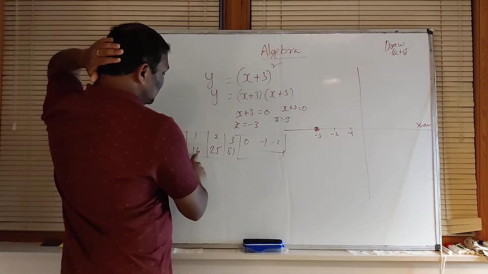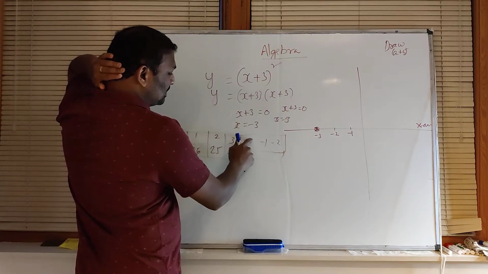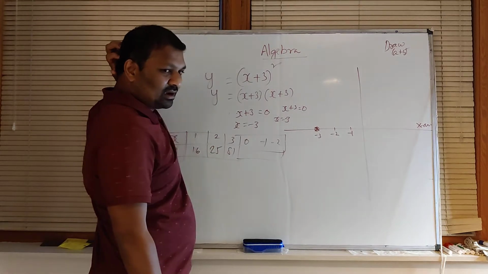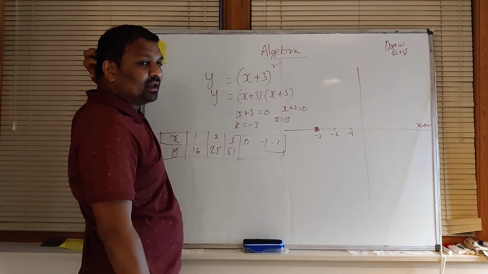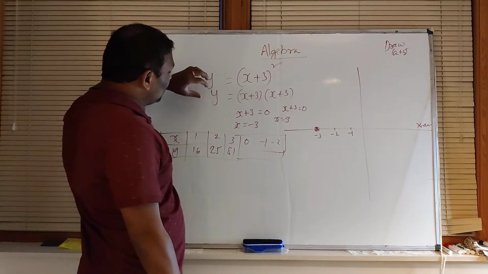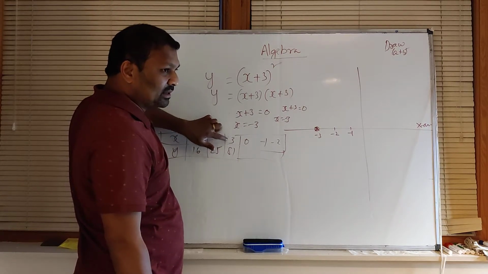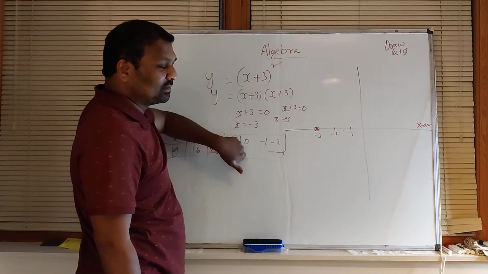So combining 1, 16, 2, 15, 3, 81, 0 something, minus 1 something, minus 2 something, minus 3 something. If I combine all those points, I'll get a graph. A quadratic line. 1, 16 is 1 point. 2, 25 is another point. 3, 81 is another point. 0, comma something is another point.